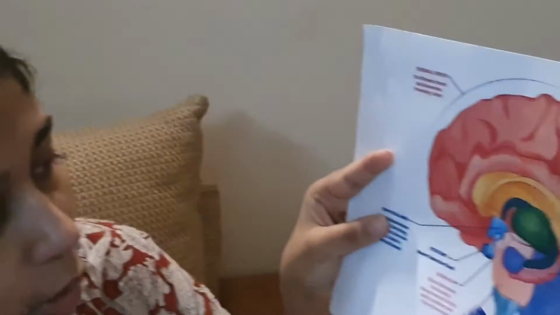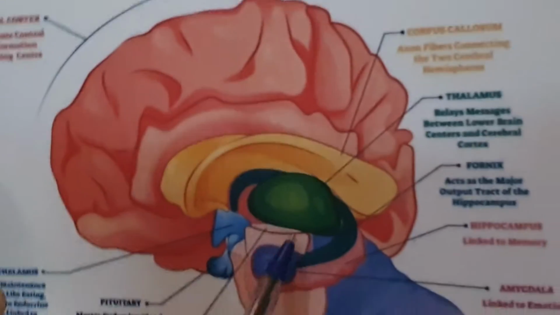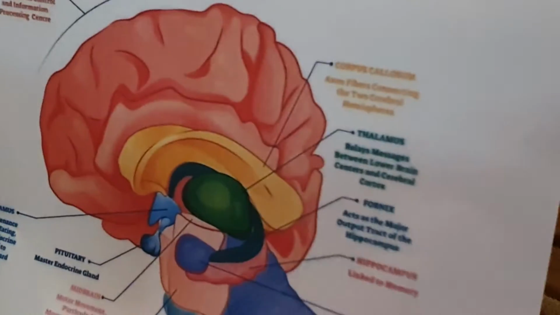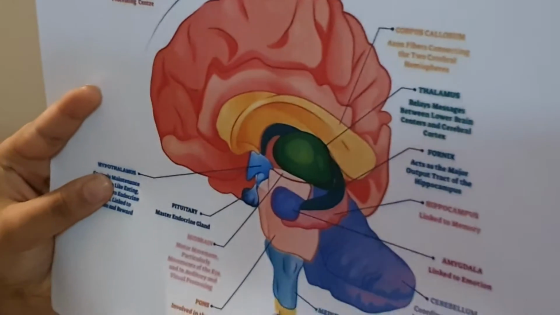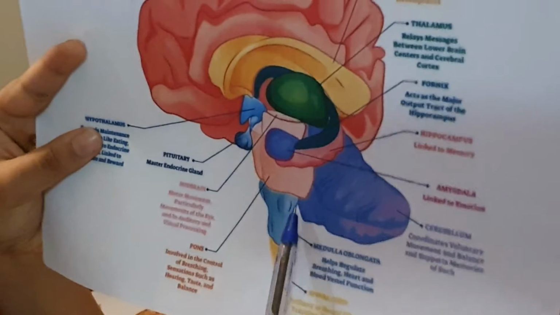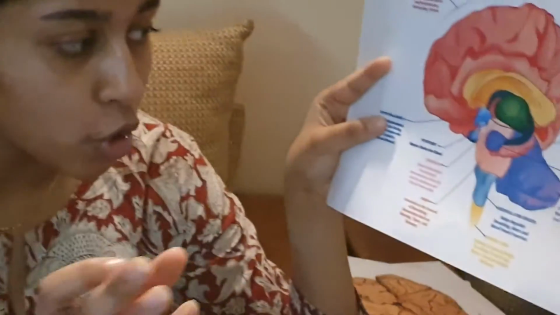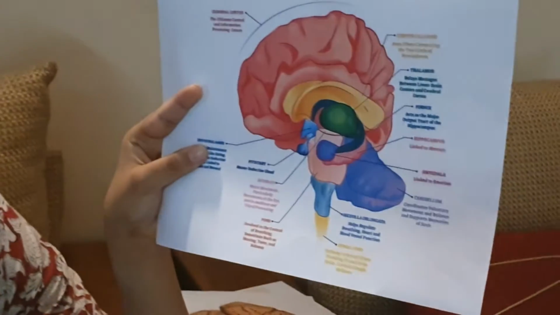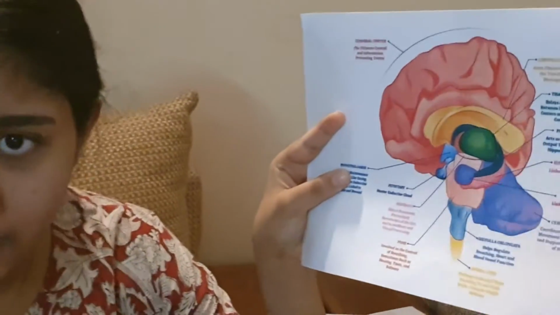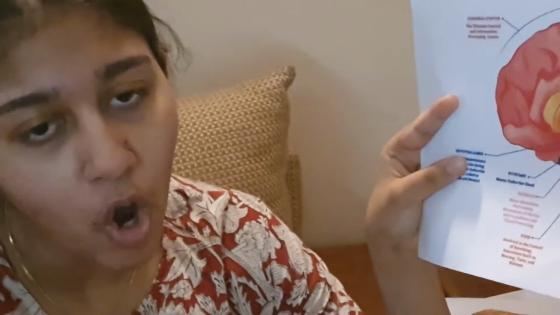I'm going to talk about the medulla. This portion over here is the medulla oblongata. The medulla is a cone shaped structure located in front of the cerebellum. The prominent role of the medulla oblongata is regulating involuntary automatic functions such as breathing, digestion, sneezing, swallowing and heart rate.